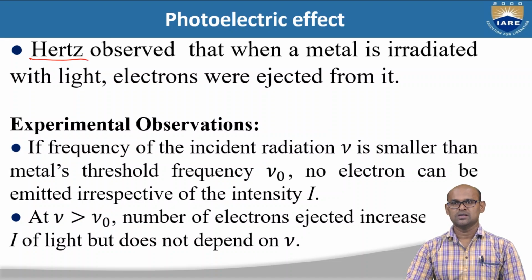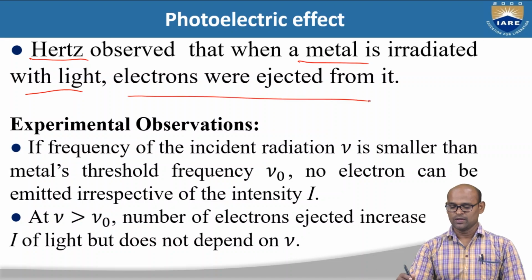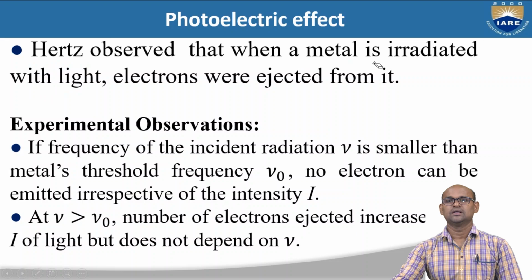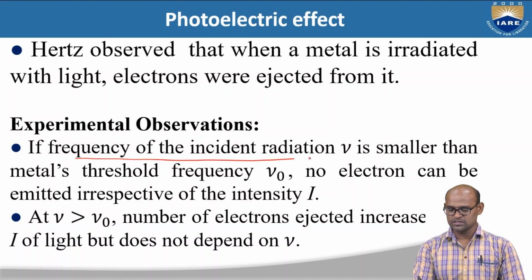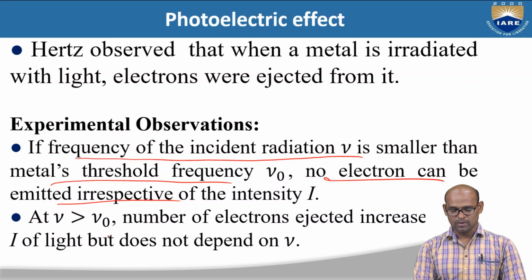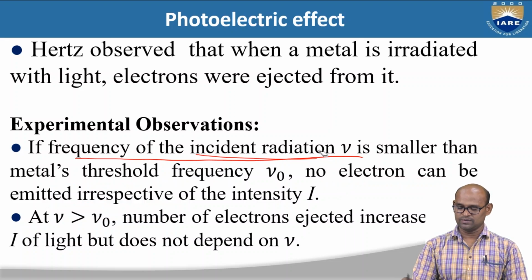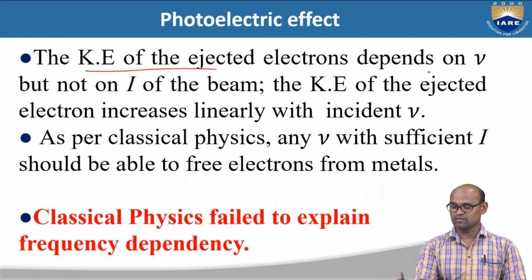In his experiment, Hertz irradiated a metal with light, and he found that electrons are ejected. The observations from his experiment are that if the frequency of incident radiation is smaller than the threshold frequency, no electrons are ejected. But if the frequency of the incident radiation is greater than the threshold frequency, electrons are ejected, and the kinetic energy depends linearly on the frequency of the incident radiation.